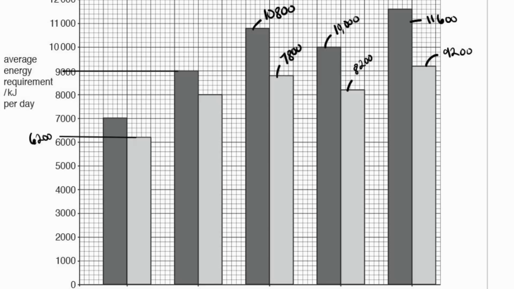All right, so using those numbers, you can just say which ones are more, which ones are less. I'll say that the 17-year-olds, both male and female, require more energy than the inactive adults. And the 17-year-olds require less energy than the active adults. All right, and then you need to put a data quote to support this. So you can say a 17-year-old male requires, say, 10,800 kilojoules per day, while an active adult male requires 11,600 kilojoules per day. Okay, so that's all you're doing. We'll just write that down.